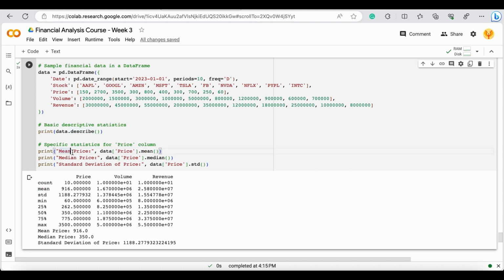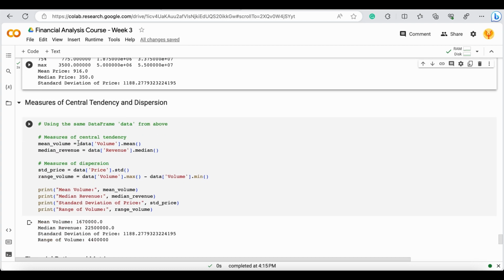Then I just calculate the mean, median and standard deviation of the price column as well. The price column shows a mean of 916, the 50% is 350, which is the median, and the standard deviation is 1181. In that way, you will get to know the basic statistical measures of your own data.